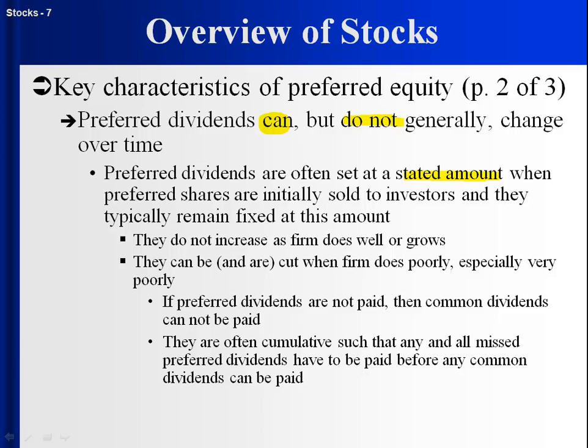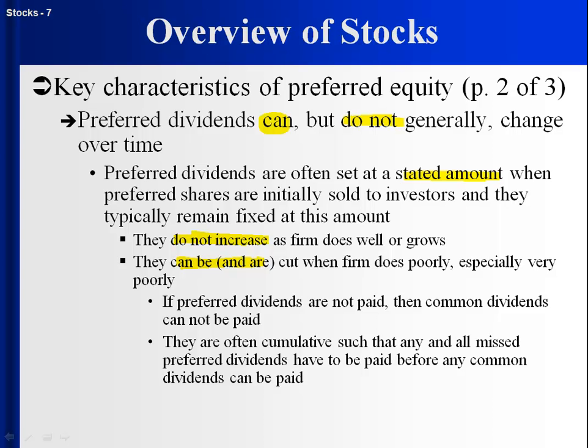It might be $5 per year, so every quarter the preferred shares are expected to pay $1.25. If the firm does very, very well and is just rolling in money, those preferred dividends do not increase. So they're like coupons in that sense. However, when the firm does poorly, they can be cut, and sometimes they are cut.